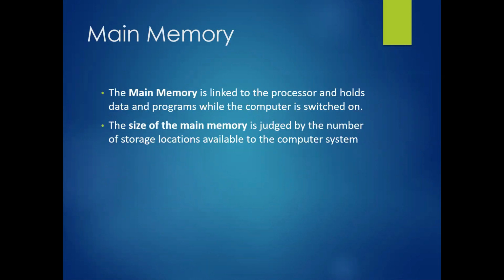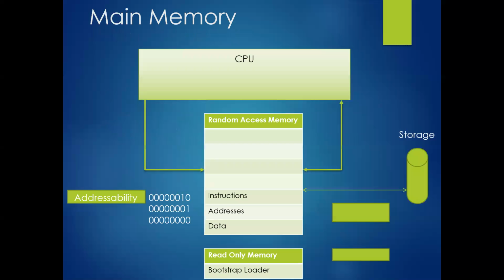Main memory. This is linked to the processor and it holds data and programs while the computer is switched on. Backing storage traditionally holds programs and data, long-term storage when the computer is switched off. Main memory holds programs when we need them. And the size of main memory is judged by the number of storage locations available to the computer system. Okay, what does that mean?